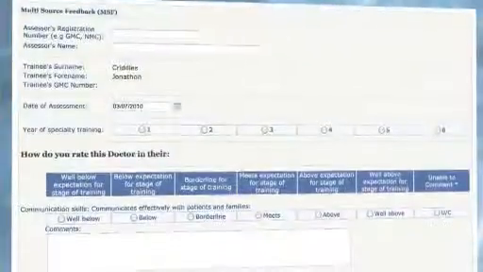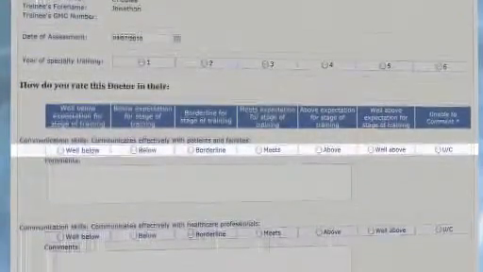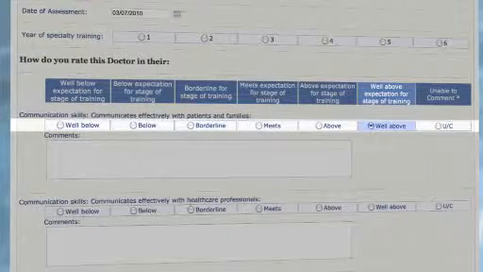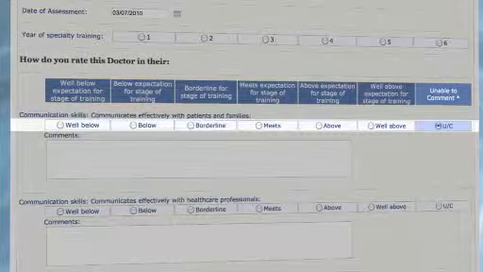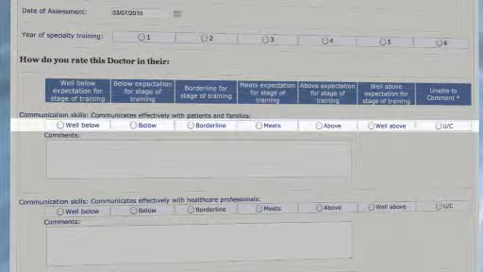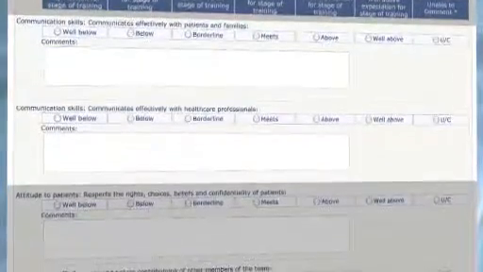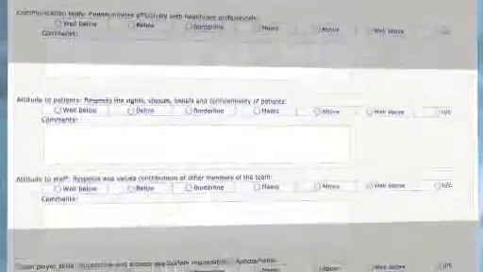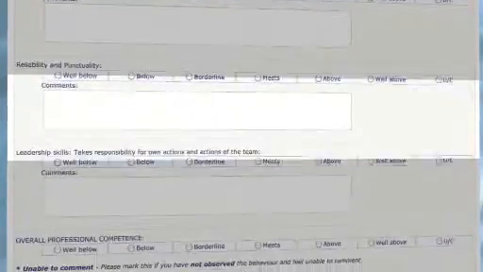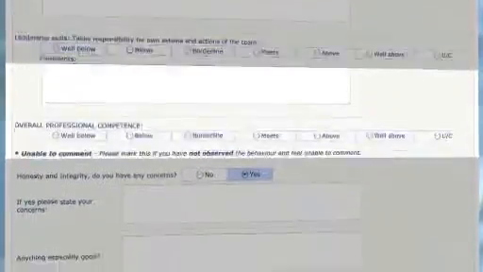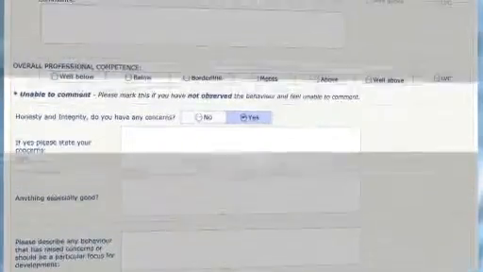If we now look at the MSF form, the descriptors still run from well below to well above expectation. There is also an additional column on the right if one is unable to comment on any particular domain. If we look at the domains to be assessed during the MSF, these revolve around communication skills, attitude to staff and patients, team playing skills, punctuality and reliability, leadership qualities, honesty and integrity, and overall professional ability.